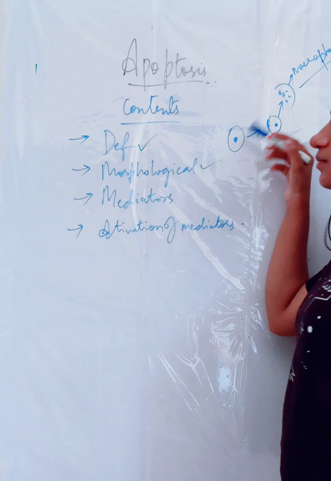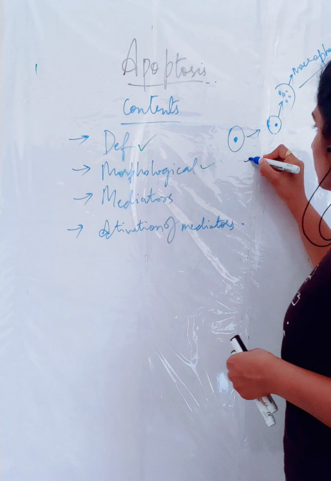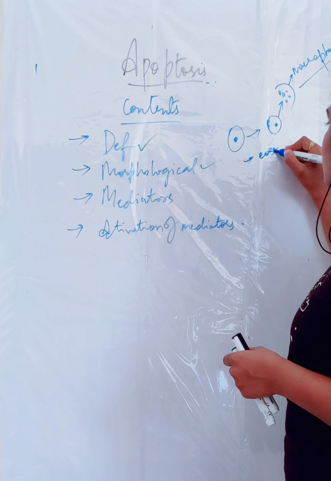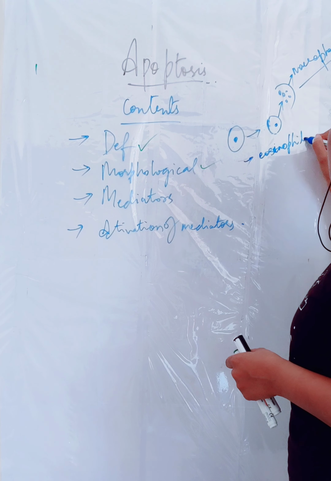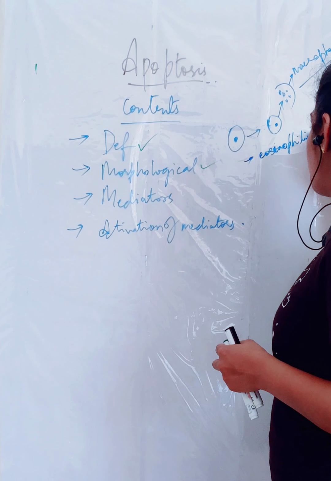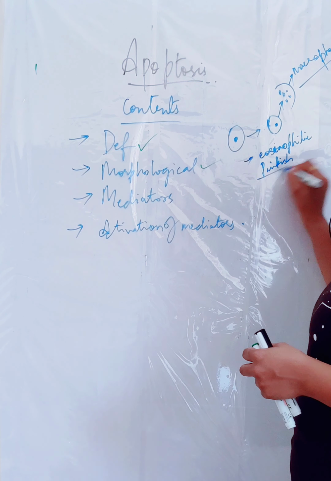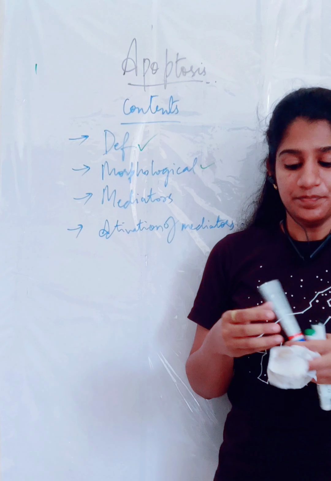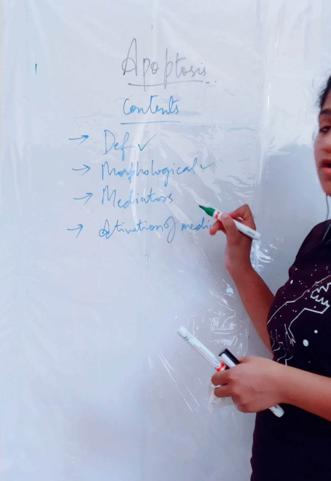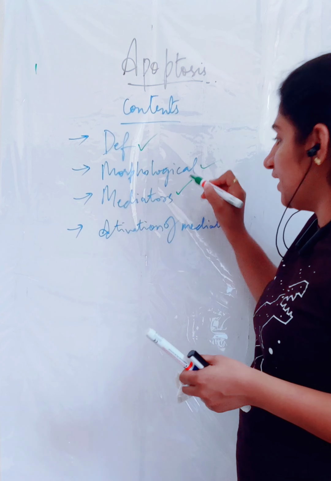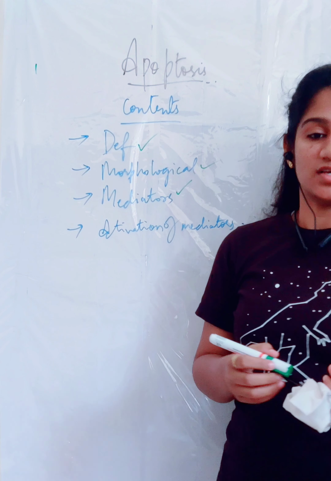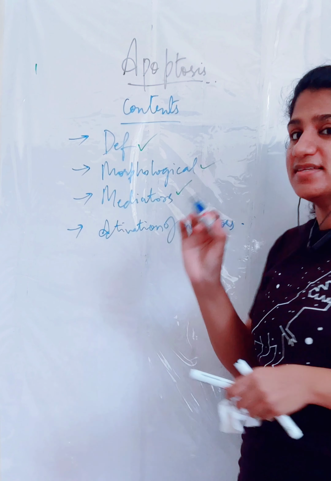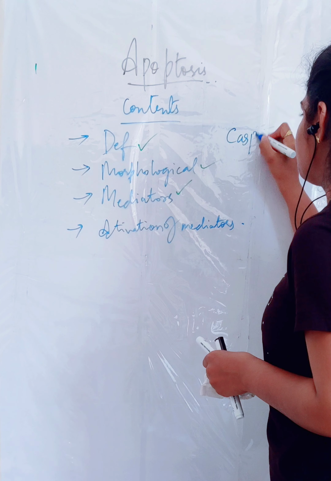So these are the morphological features, and in a histological slide, the apoptotic cell appears more eosinophilic, that is more pinkish. So that is all about the morphology. Now let's go on to the most important content, that is mediators. How is this apoptosis mediated? This apoptosis is basically mediated by caspases, enzyme caspases.